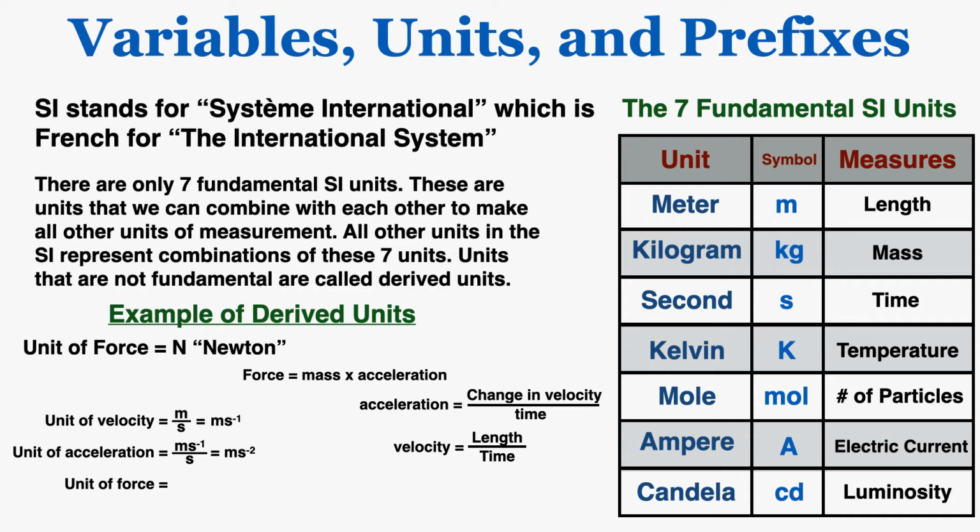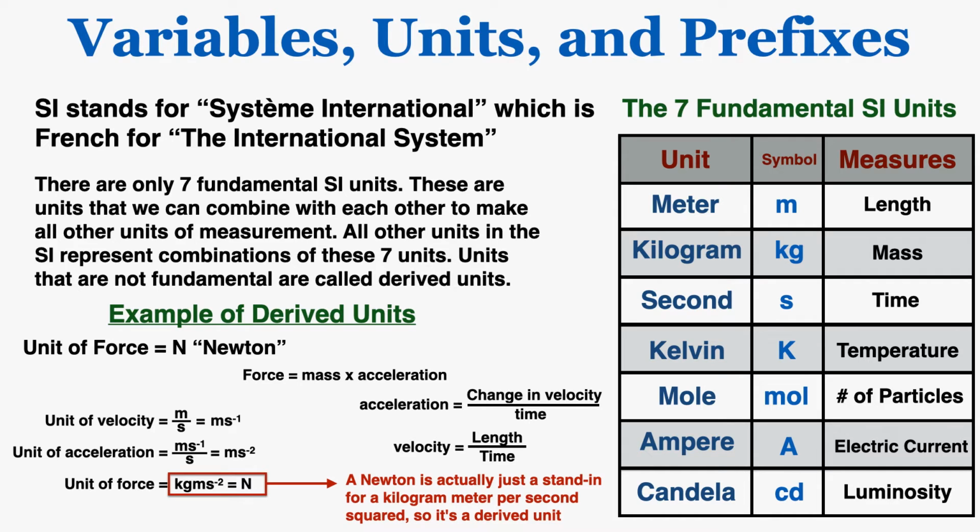And so the unit of force is equal to the unit of mass times the unit of acceleration, and the unit of mass, as I can see on my table, is a kilogram. So the unit of force is a kilogram meter per second squared, and I know that it's also equal to a Newton. So a Newton is actually just a stand-in for a kilogram meter per second squared, so it's a derived unit. It's a unit that's actually made up of the fundamental units. So that's what I mean by a fundamental versus a derived unit.